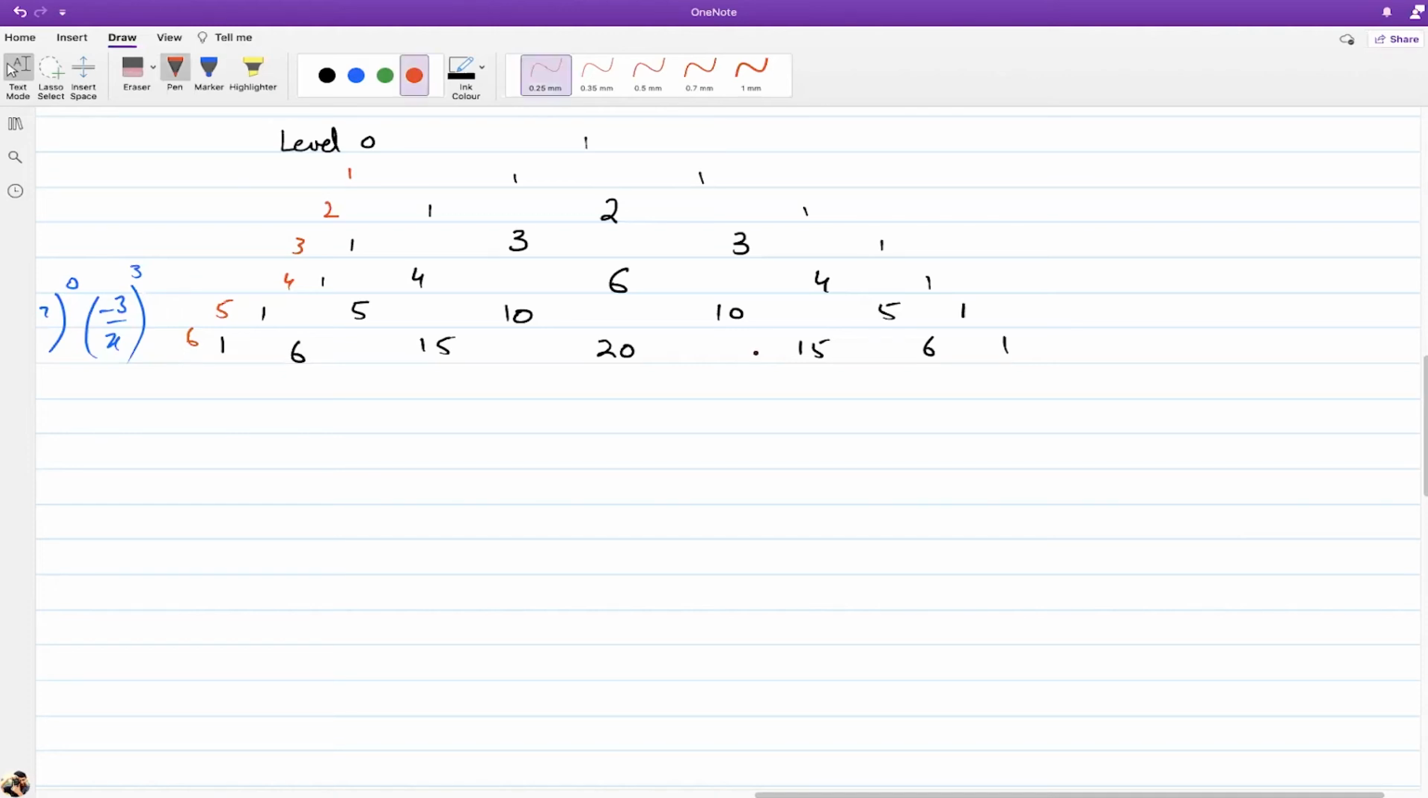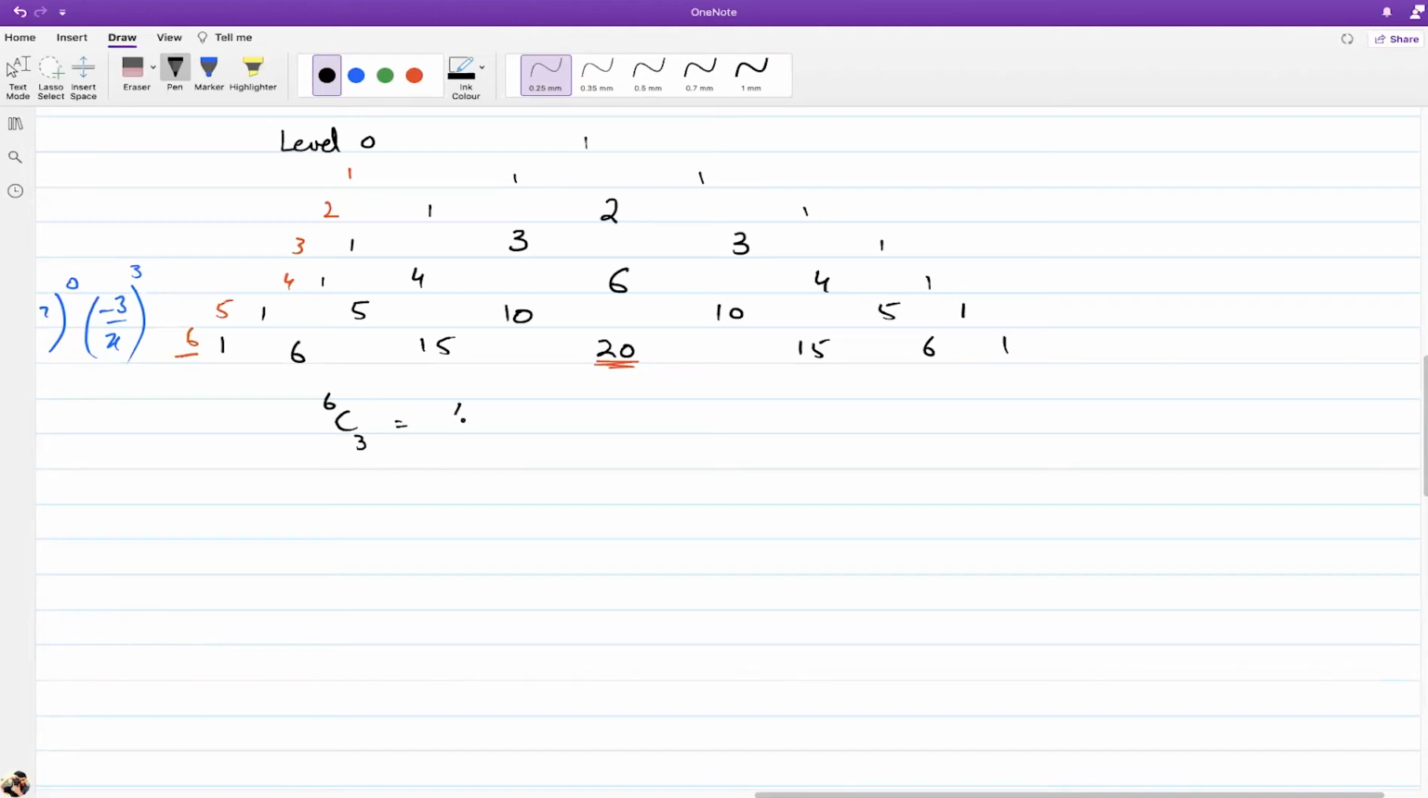You want to find this term, let's say. This is on level 6 and it's the 4th term. So what will you write? You'll be like, okay, level 6. So 6C, term number 4, which means r is 3. r is always 1 less than the term number.